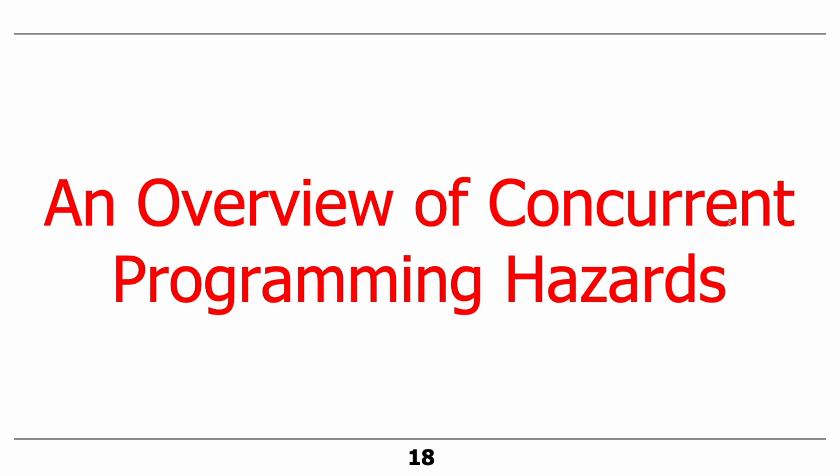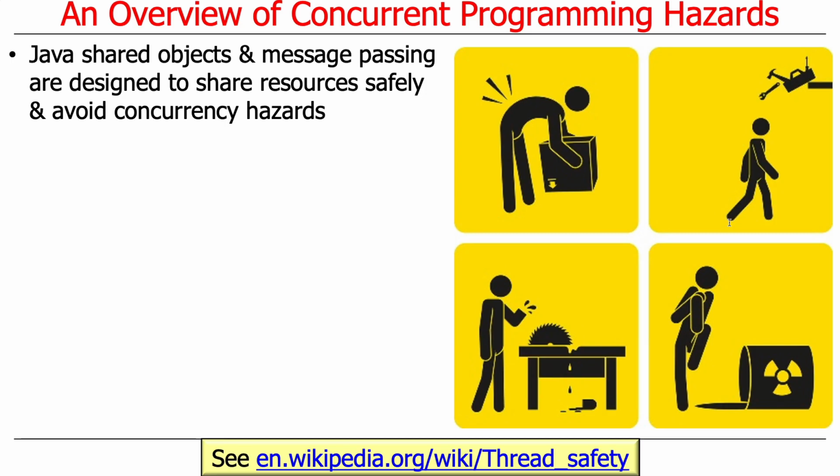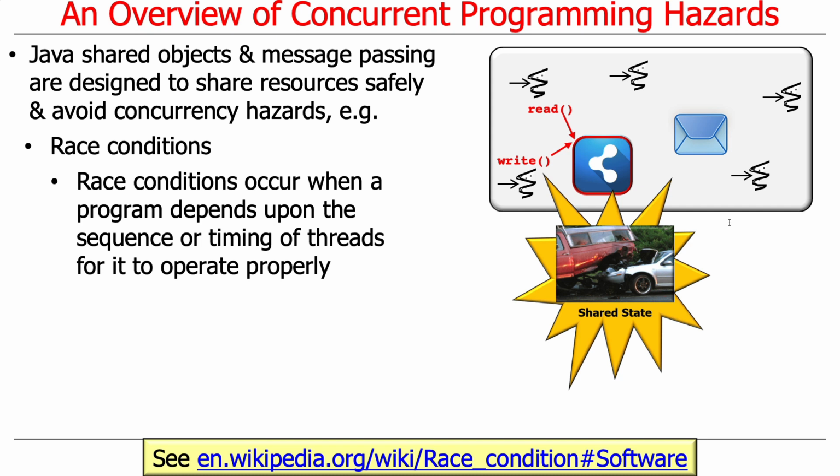I'll wrap up the discussion today by giving a quick overview of concurrent programming hazards. So these shared objects and message passing mechanisms we just talked about are designed to share resources safely to avoid concurrency hazards. So what is a concurrency hazard? We talked about some things like race conditions, which can occur when your program depends on things that may go awry if the threads don't run in just the right way because they're not protecting access to shared mutable state. So that's a concurrency hazard.